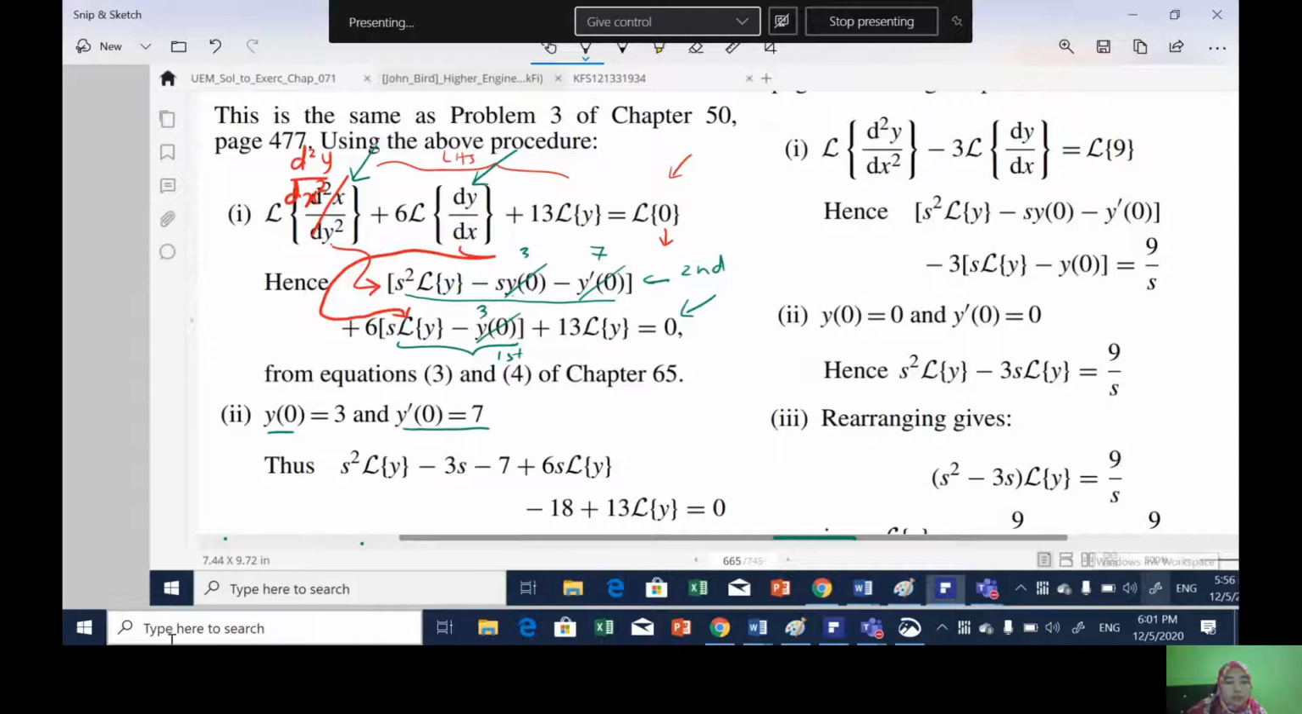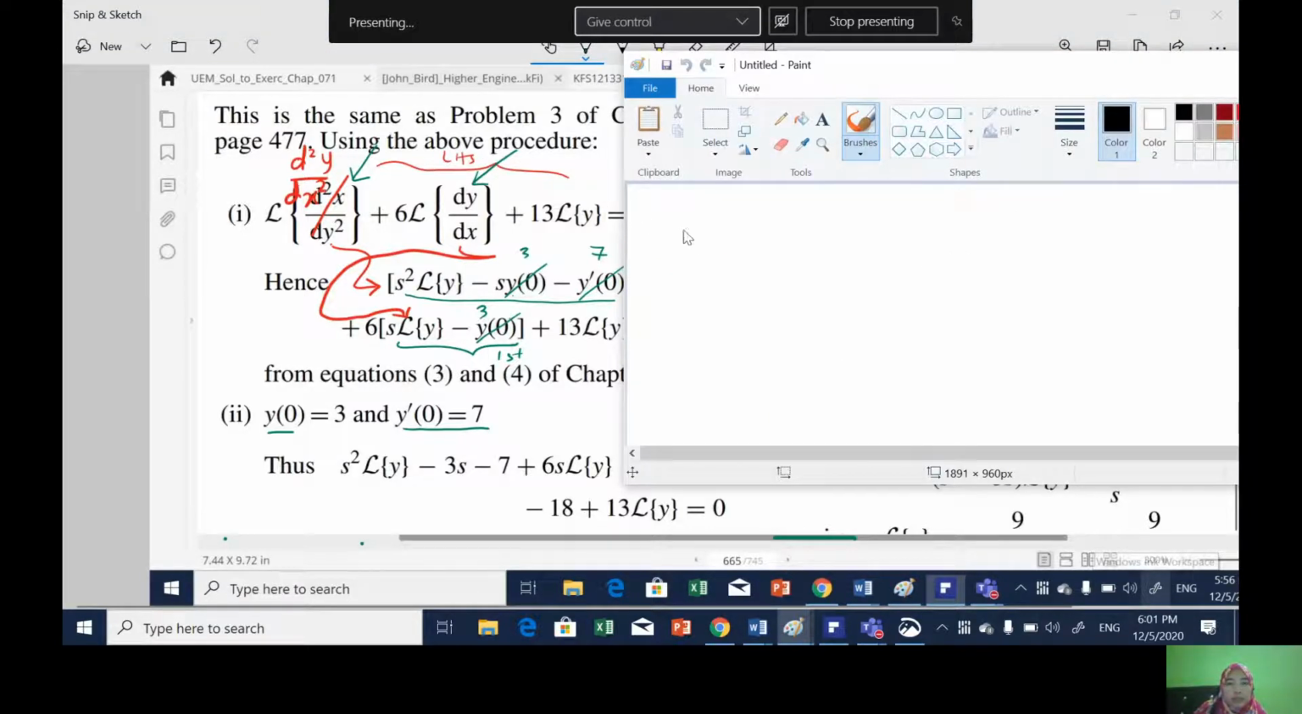Okay, so I'm going to write down, after we simplify by looking at the boundary conditions given in the question and substitute into the second and first differential equation. So the first part can be simplified to s squared L{y} minus 3s minus 7. This is for the second derivative, correct? So we combine with the one, plus 6.